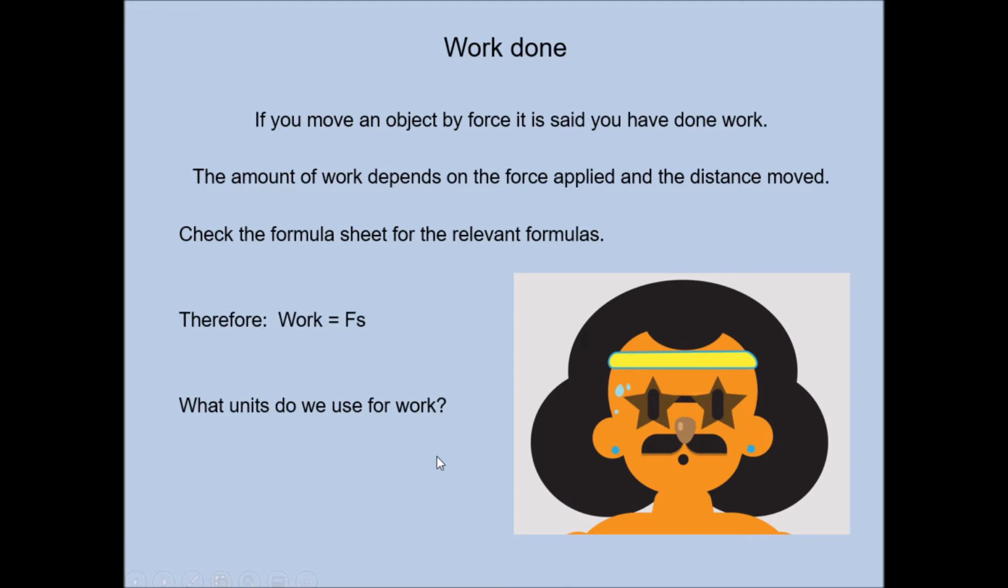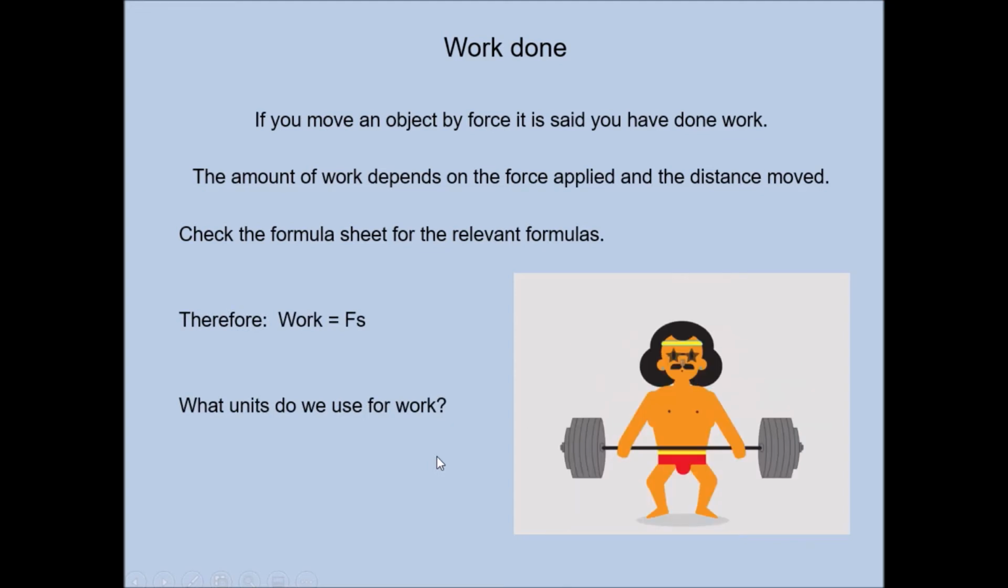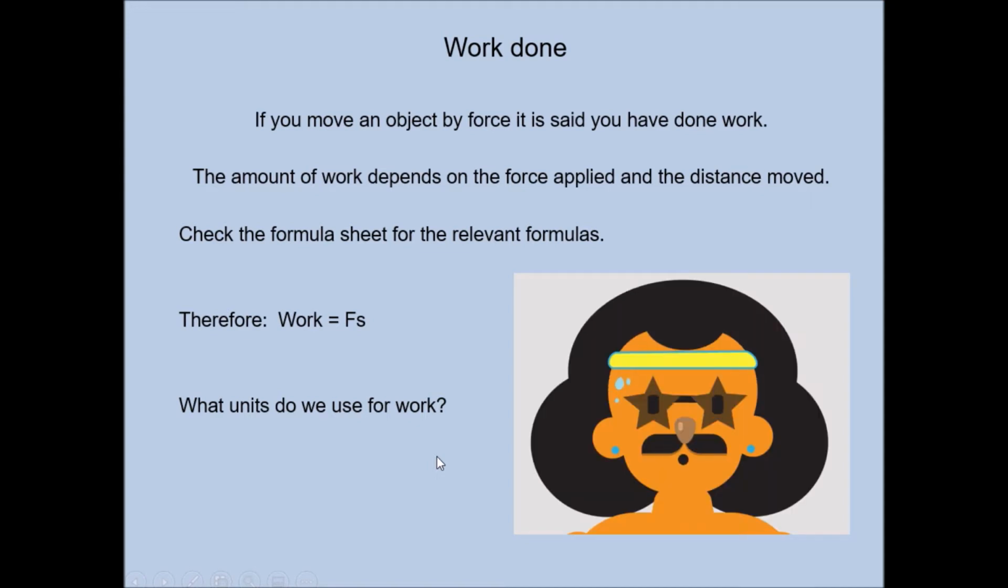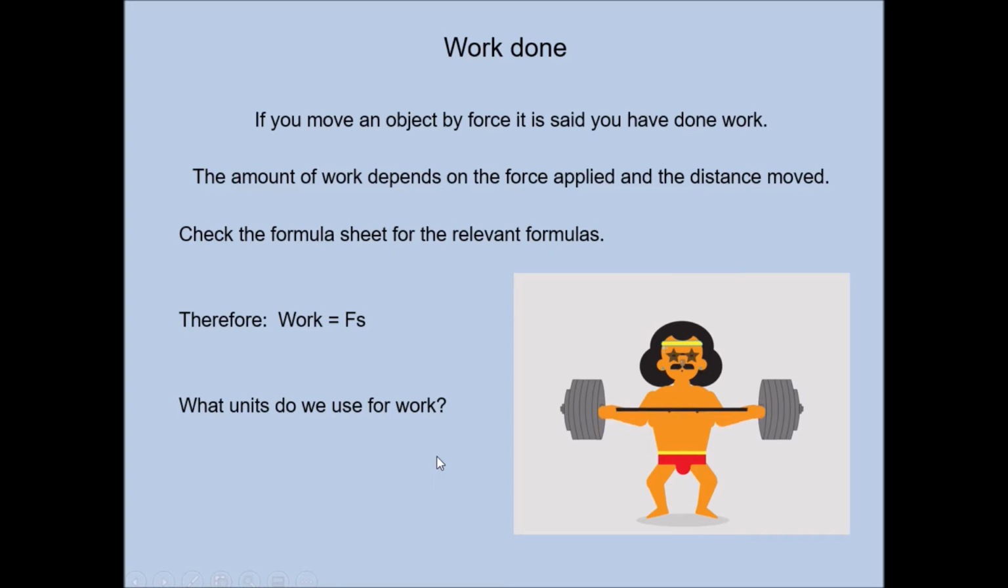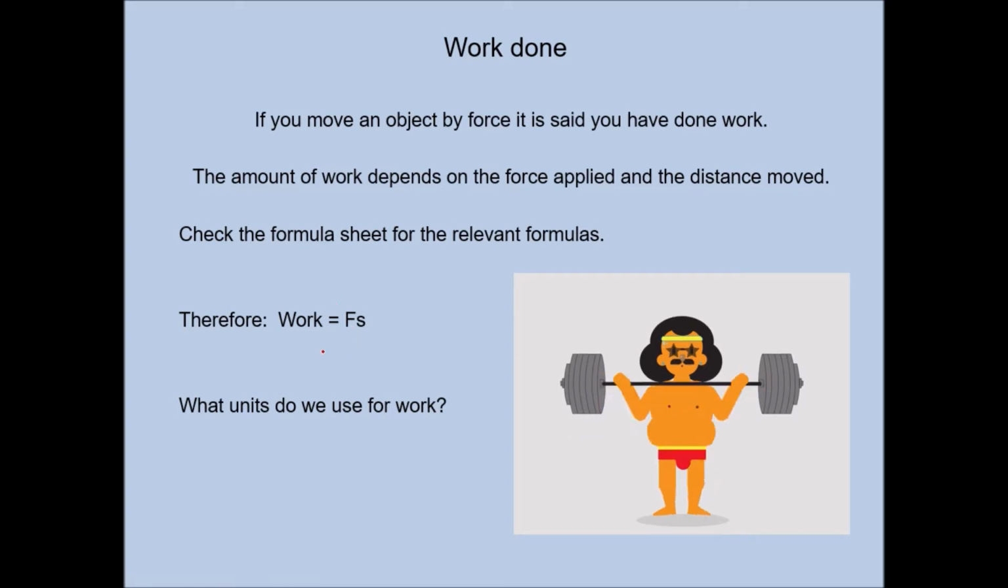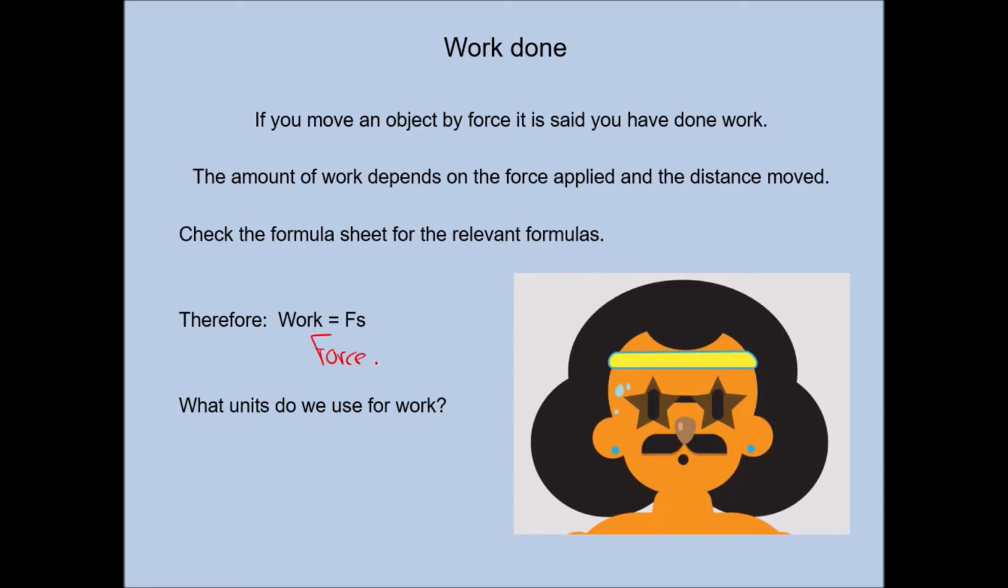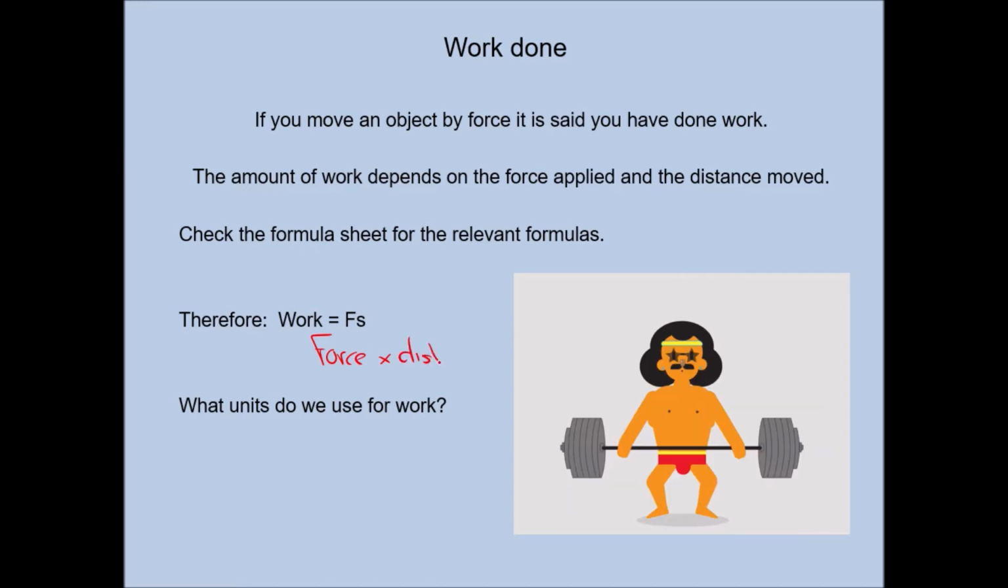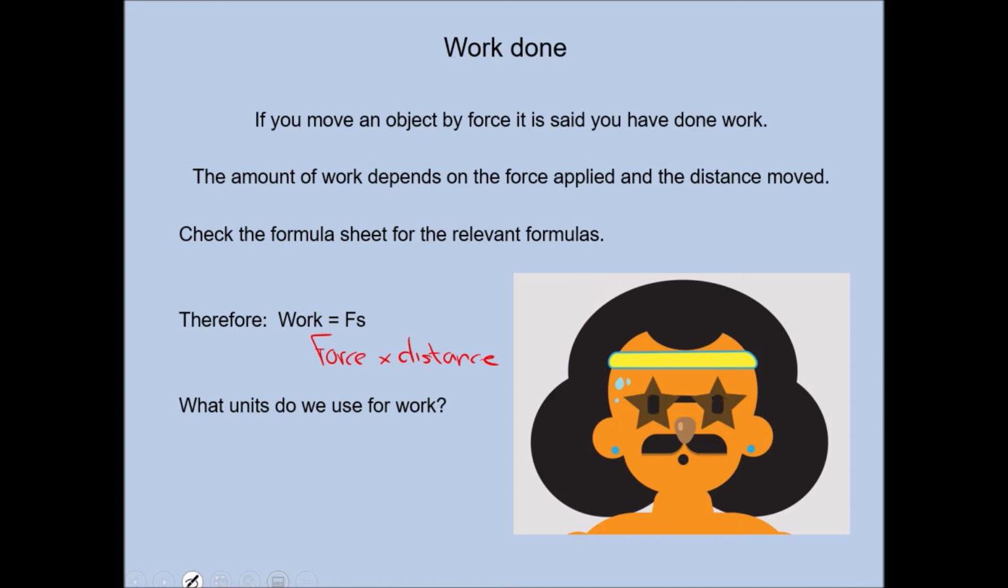Okay, so work done, the calculation is Fs. F being force, S being distance or displacement, to use proper terminology. So Fs, force times distance or displacement. Now that will lead us to the question, what units do we use for work done?